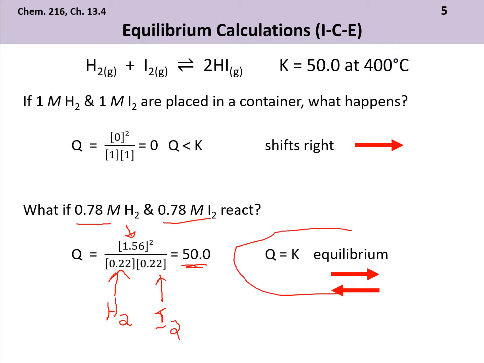Now, what does this mean? Well, this means if I ever have an equilibrium calculation, I could just go ahead and guess numbers until eventually I get to Q equals K. But that's going to be a pain, right? We're going to go through a way to actually calculate this change.